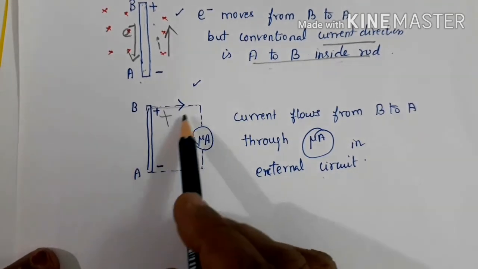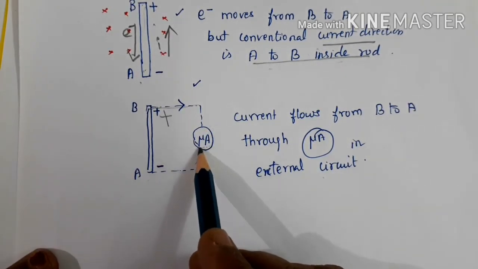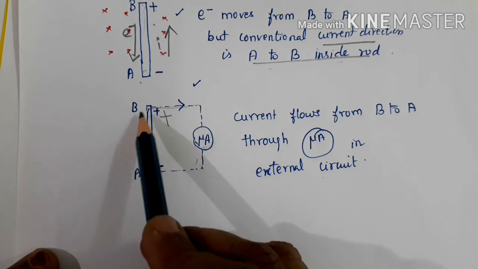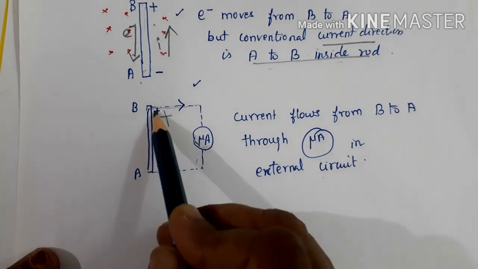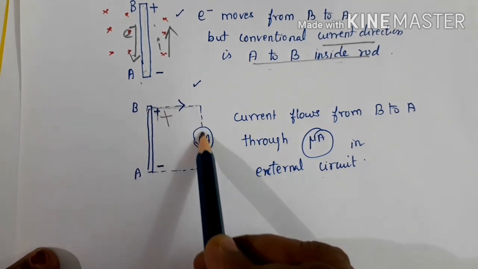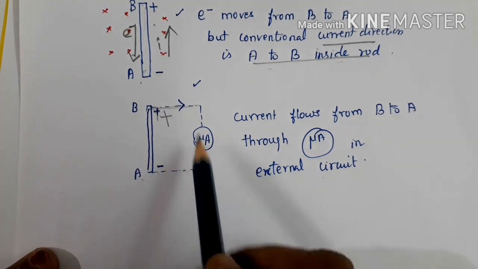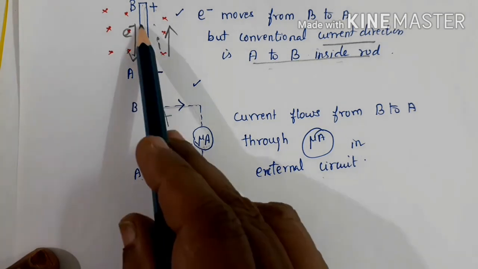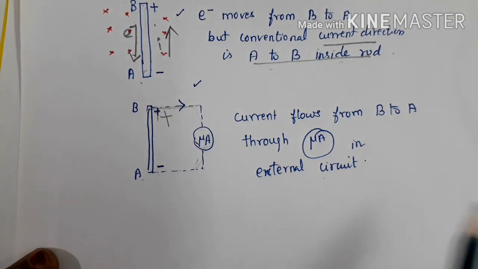If you connect the same conductor to an external circuit, say a micrometer, how will the current flow? Because all the electrons have shifted here, this end will become positive. So current will flow from the positive to the negative end, B to A, through this micrometer. Inside the conductor the current is A to B, and outside the conductor it is from B to A. Got it, children? Hope you understood.